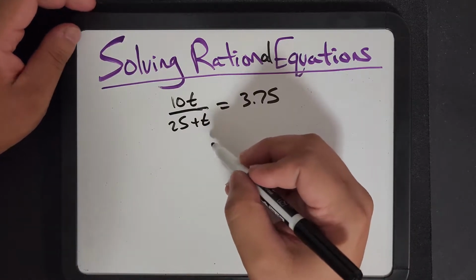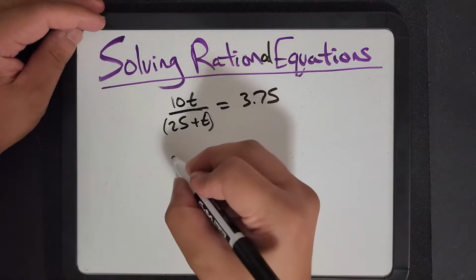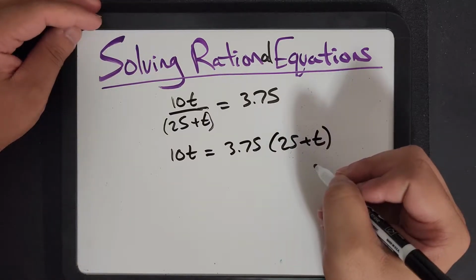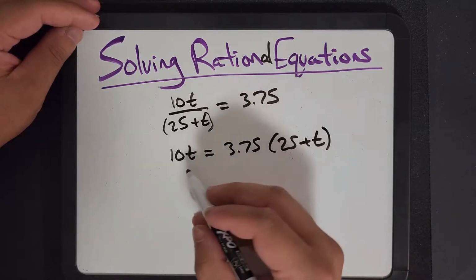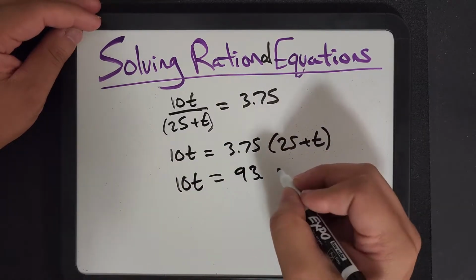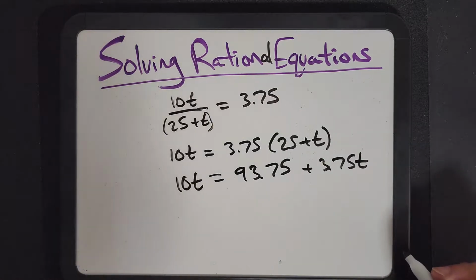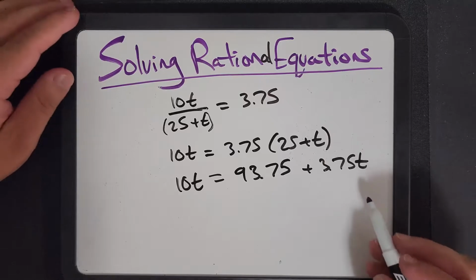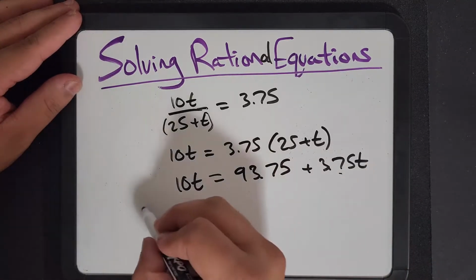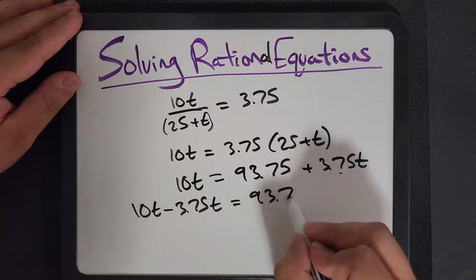First thing we're going to do is bring the denominator up to that side, so multiply both sides by it. I'm left with 10t equals 3.75 times (25 plus t), so 10t is equal to 93.75 plus 3.75t. I'll take this t over to that side: 10t minus 3.75t equals 93.75.